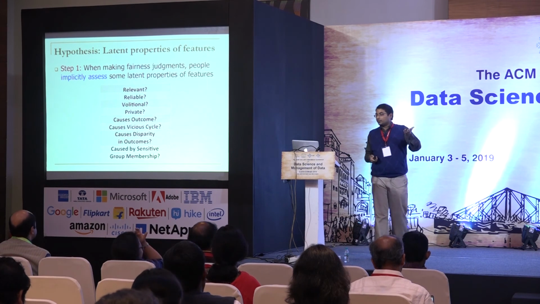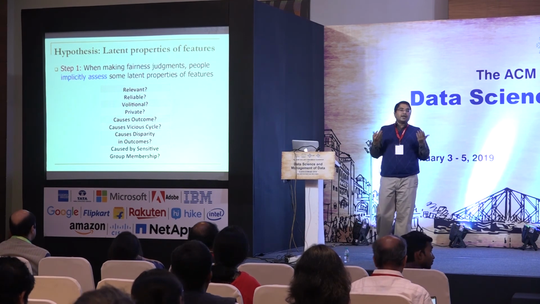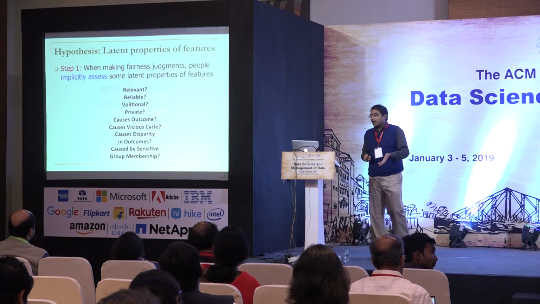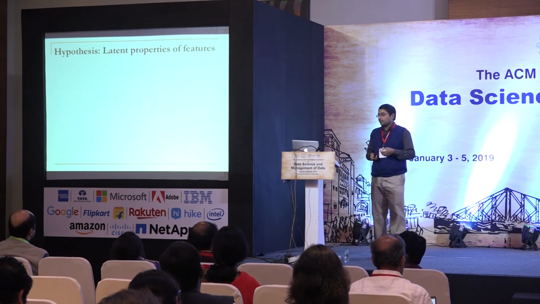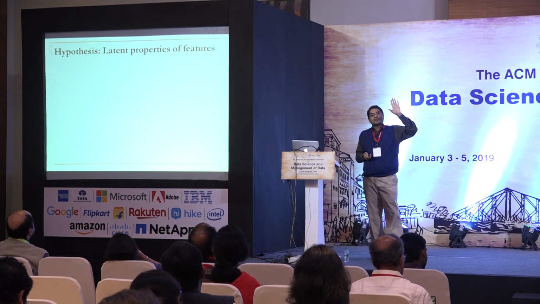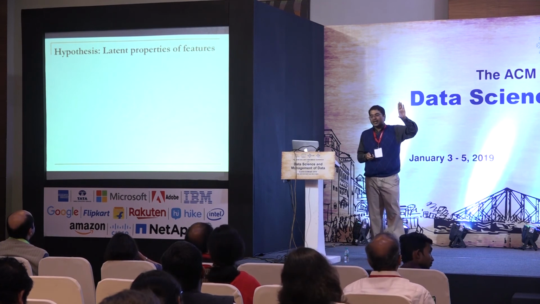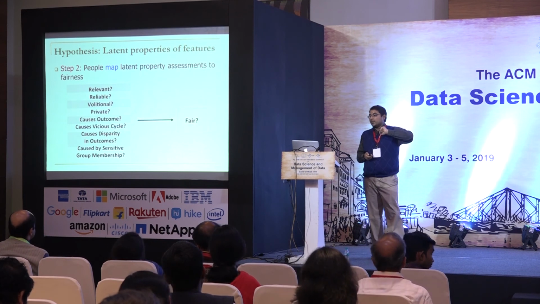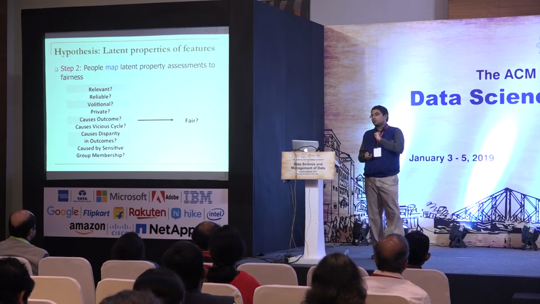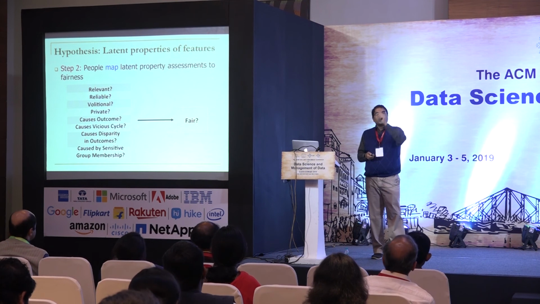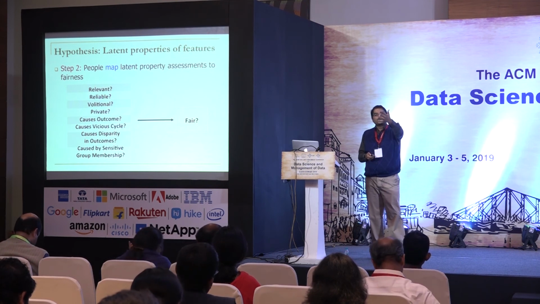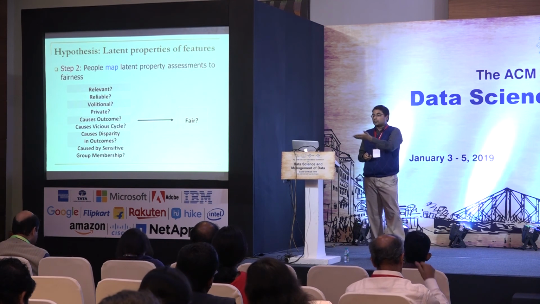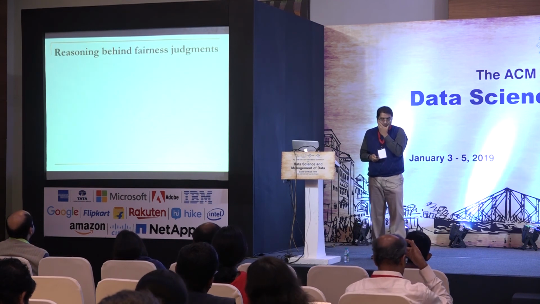And then the two other things are the ones that are related to discrimination. Does it actually cause disparity in outcomes for the different races? And is it caused by sensitive group membership? Now, our hypothesis is that people somehow implicitly or intuitively assess these, and then in step 2, based on their latent property assessments, they would map these things to the fairness judgment. So whenever you're shown a feature, you implicitly think about these things, and then based on what your thoughts are, you would map it to fairness.